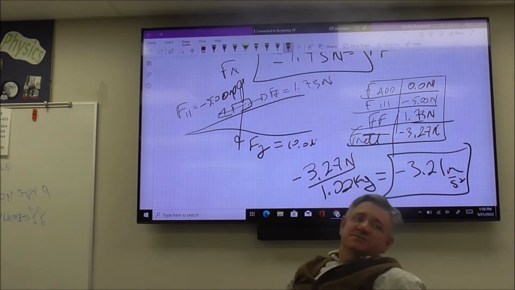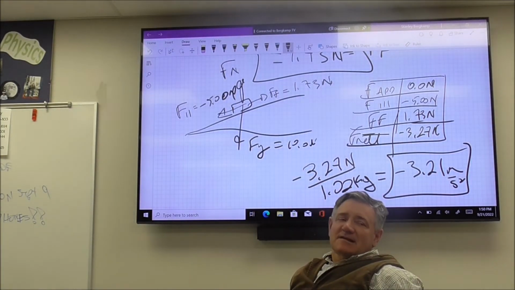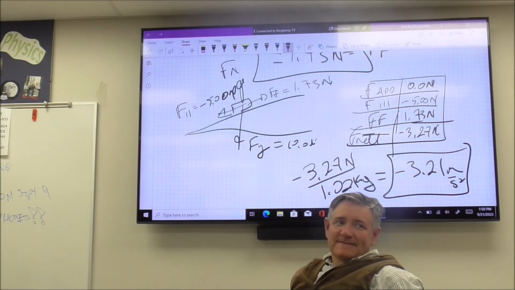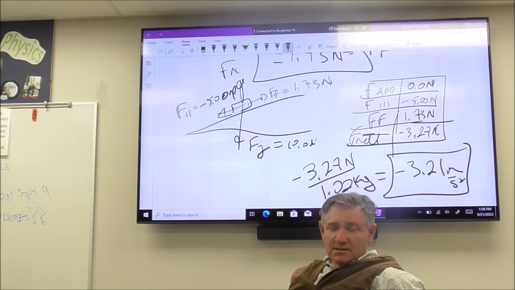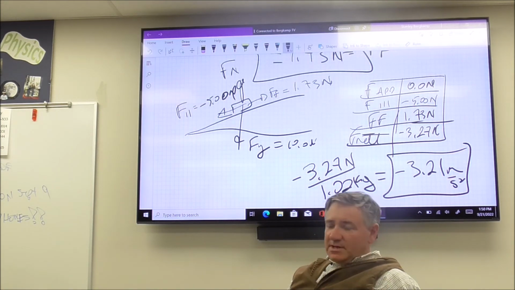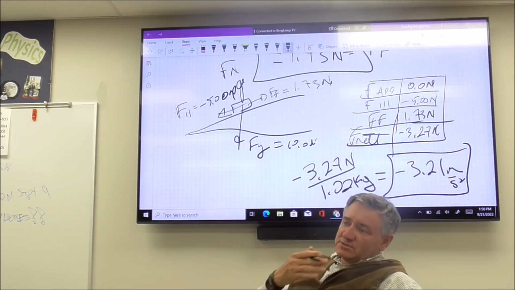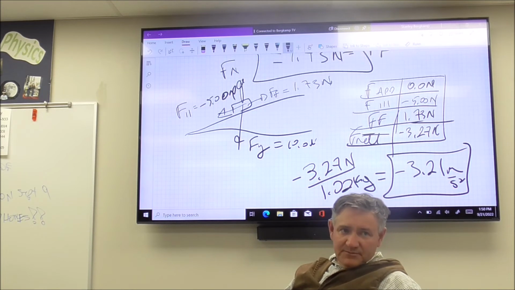What's happened to your acceleration? It's gone down. Why? Because there's more opposing force. Yeah, I have an opposing force working against it. I can't take all of that force and make it accelerate, because some of that force is working against it, as the mafia. Okay? Got that.